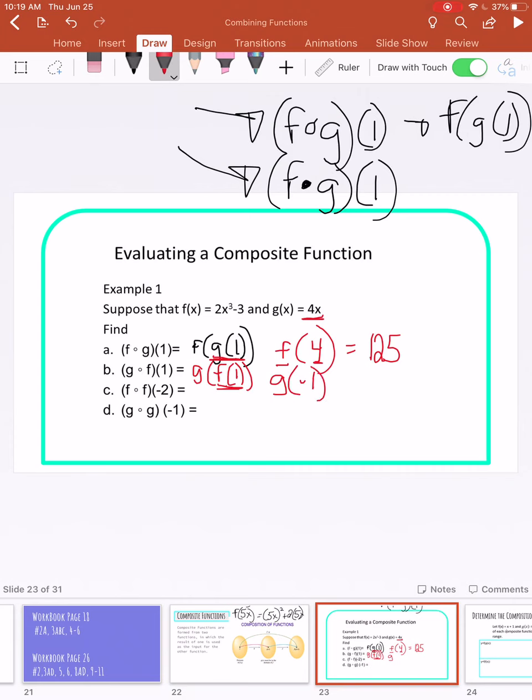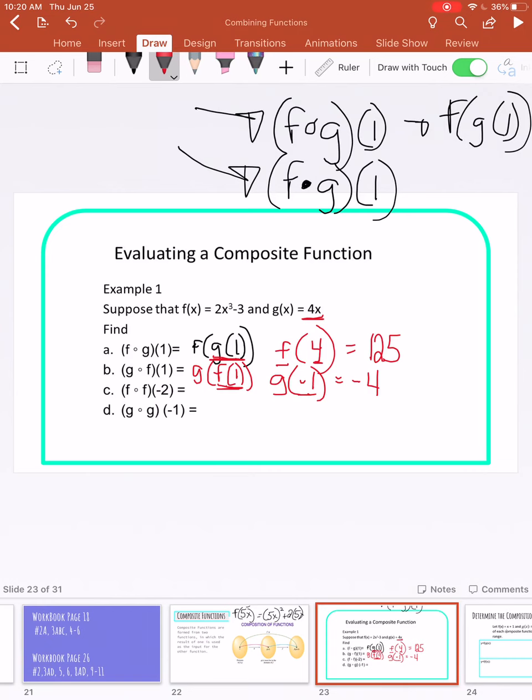Now I know I have g at negative 1. I take that negative 1 and substitute it into the g function. So 4 times negative 1 is negative 4. You can see that f at g at 1 and g at f at 1 give us very different answers, 125 versus negative 4. So the order in which these functions are written does matter. And then you can also put a function into itself.